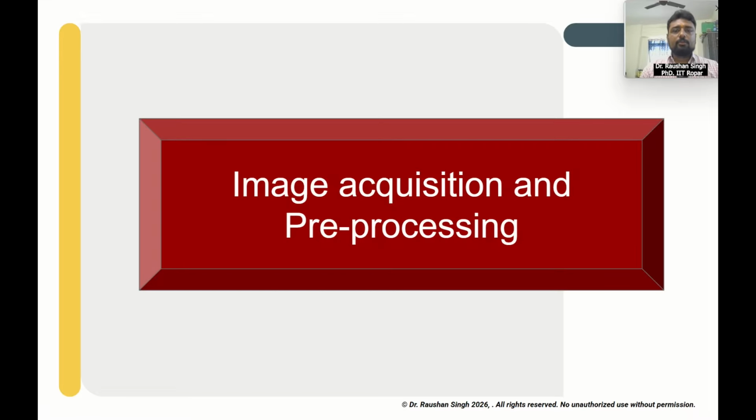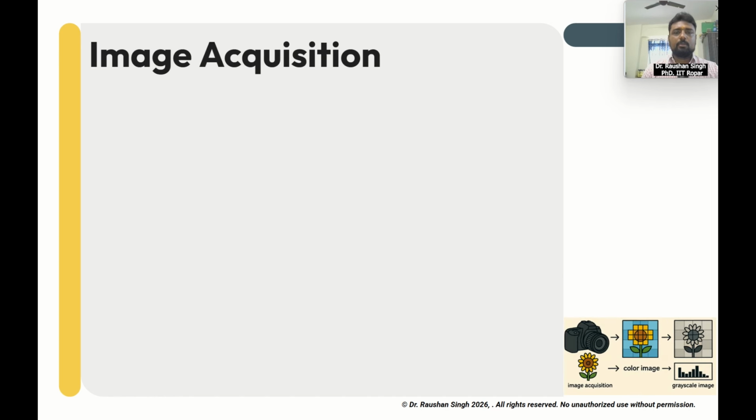Coming to image acquisition and pre-processing, this is a very important step, and image acquisition is the first step in digital image processing. So starting that one, we'll be going with the image acquisition processes. So you can see we have a camera, we are taking the photograph, and it's getting digitally converted. Okay, so how does this happen?